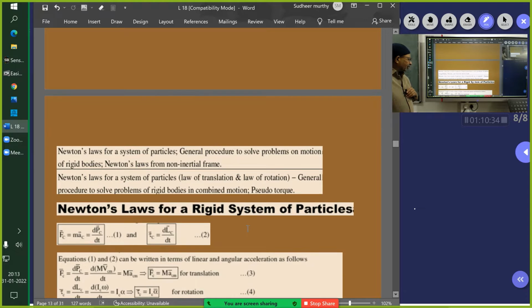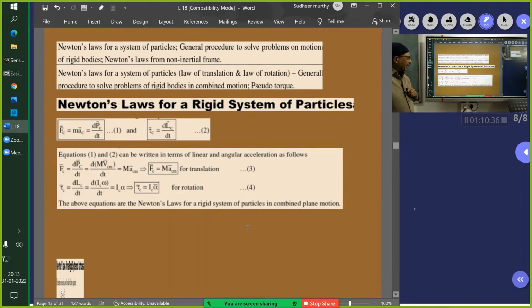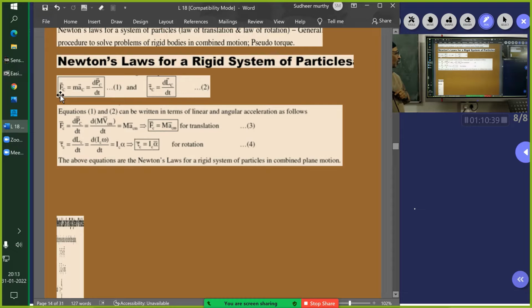A bit of theory. This theory I have already dealt with. So Newton's law for a rigid body: F_C, the net force on the center of mass, will be m into the acceleration of the center of mass, and that is equal to d by dt of P_C. And its equivalent in rotational dynamics will be what? Tau_C will be equal to d by dt of L_C, the rate of change of angular momentum. I have already discussed this. It is just for the sake of the syllabus that I am touching upon this.